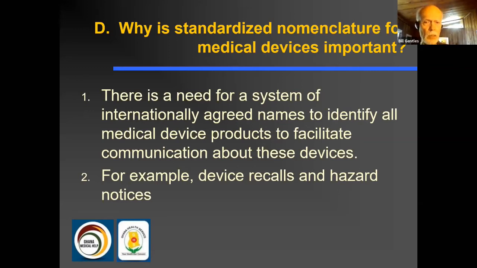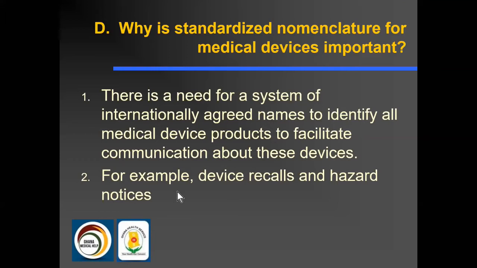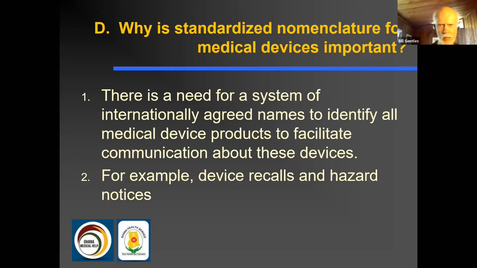And it also helps you with information about hazards, recalls, or failures of a device. If people in one part of the country have had a lot of problems with a specific device, and they send information around on the WhatsApp channel or any other communication channel saying, is anyone else having this particular problem with this particular device? It's very useful if you're using the same terminology to describe the devices so everyone understands what you're talking about.